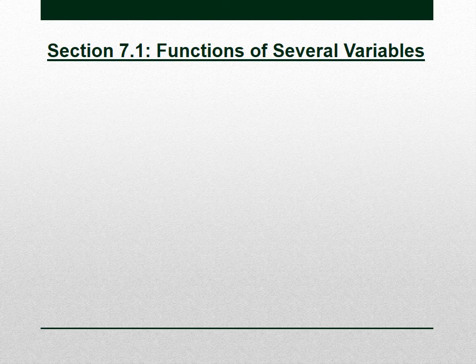Okay, so 7.1, the start of chapter 7. We're just going to introduce functions of several variables, right? So functions of several variables is just, instead of a function of a single variable, there's more than one. So instead of x, we have x and y be variables, something like that. So that's the main idea, but let's go through that.